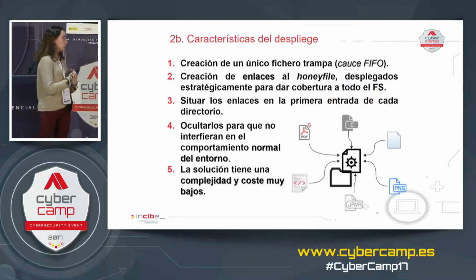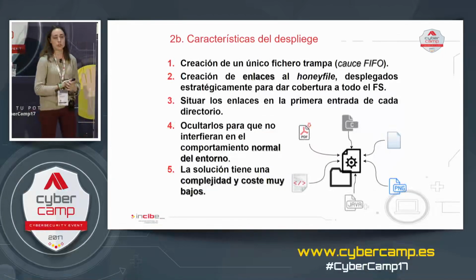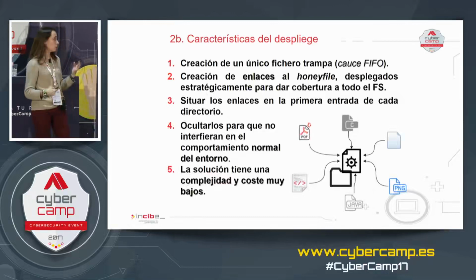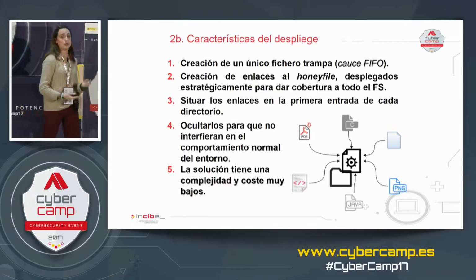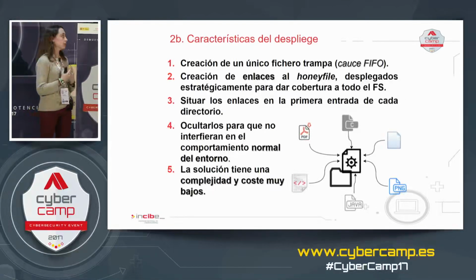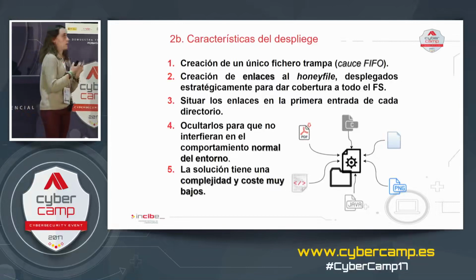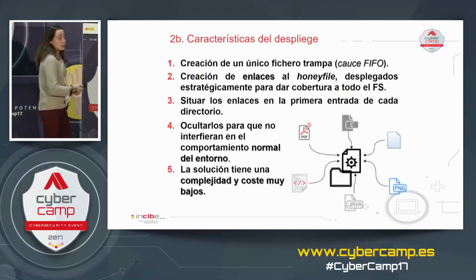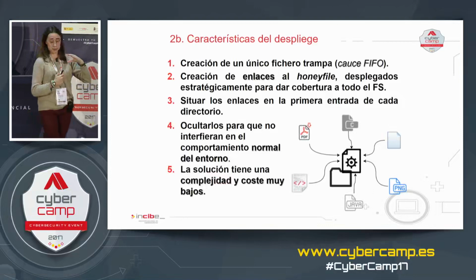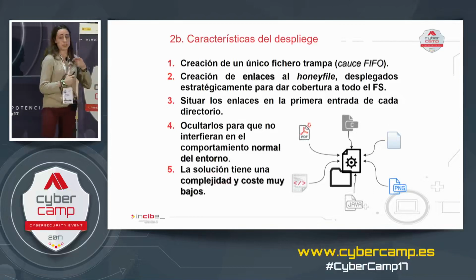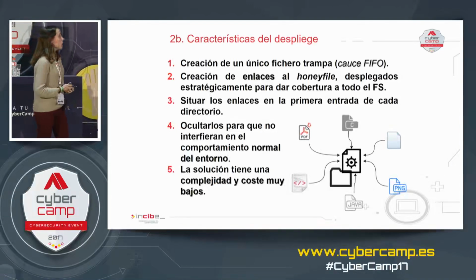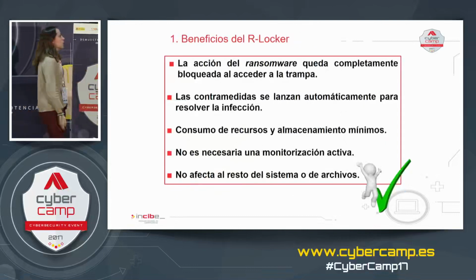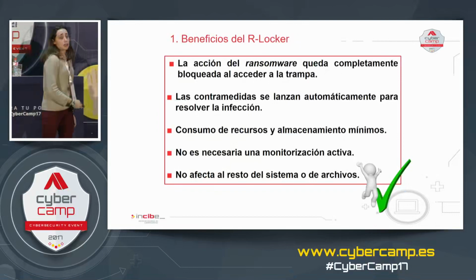How do we deploy the honey files? As we said, we don't want them to use too many resources. We cannot distribute honey files all over the directory to guarantee that nothing will happen. So what we do is create one single file with links. We're not using too much memory, and we're not using hard disk memory. Those links are strategically located so that when the ransomware gets to the directory, this is the first file it might read. It has an attractive name, since some ransomware are based on file extensions or file names. What are the benefits of our tool, R-Locker?